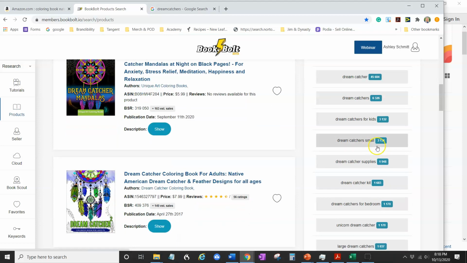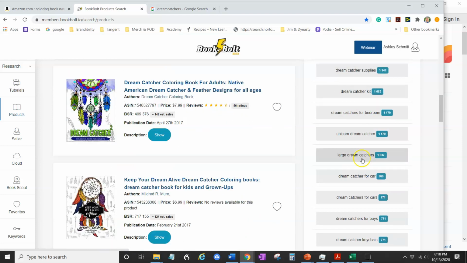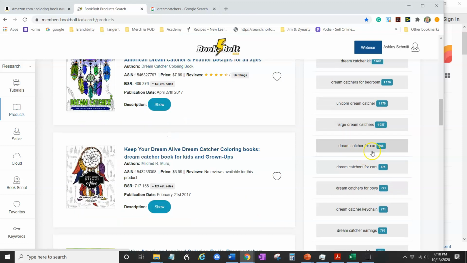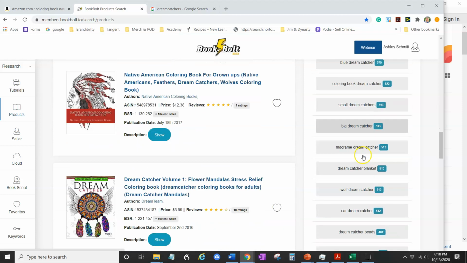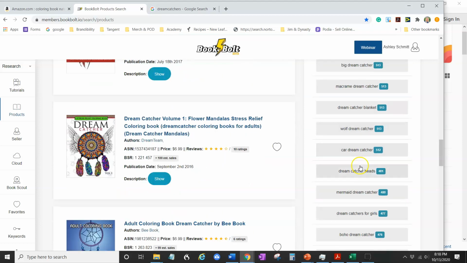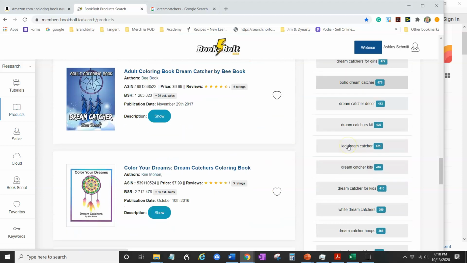All right, so how many searches: dreamcatcher small, and some of these you could see aren't particularly book related, like unicorn dreamcatcher, large dreamcatcher for car. None of that is really book related, though I guess you could try some dreamcatcher unicorns thrown in there for good things. But boho, remember I told you that was a word.